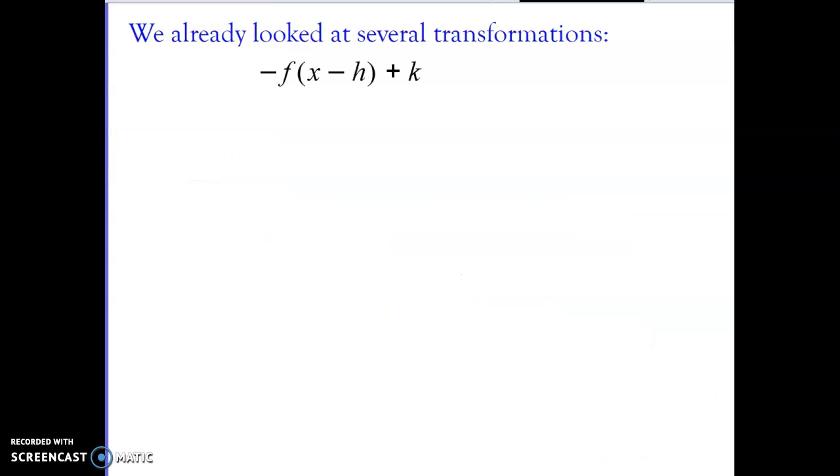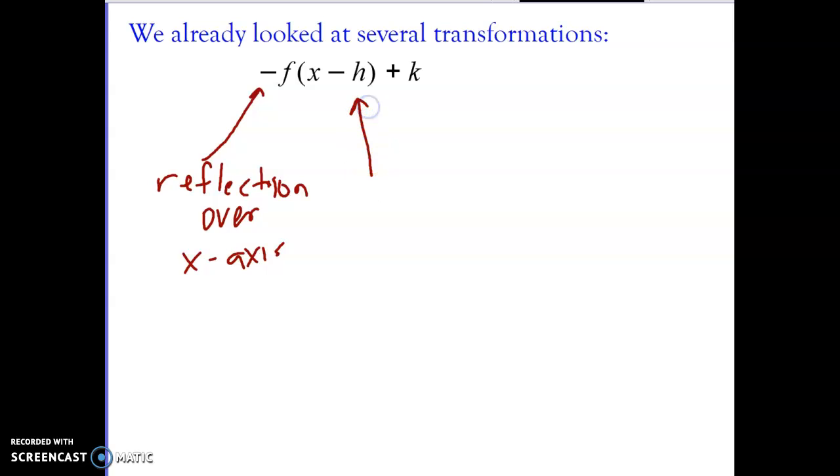All right, we already looked at several transformations. So already in our lesson 2 notes, we looked at the fact that if you have a negative out here in the front, that is a reflection or a flip over the x-axis, right? So anytime in front of your function you have a negative, you're going to flip the entire function over the x-axis.